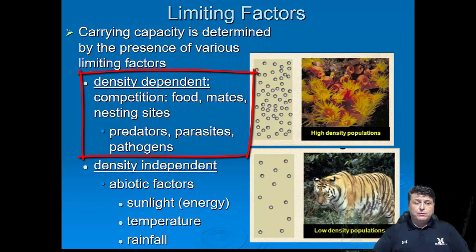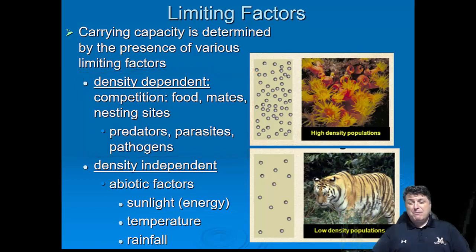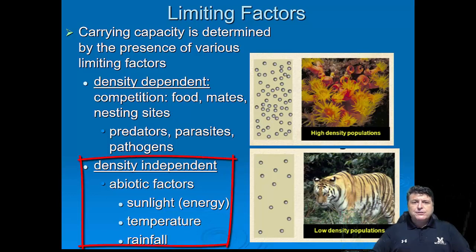Other density-dependent factors will include things like predators and parasites. Parasites are going to be a lot more troublesome if we're more densely populated because they're going to spread so much easier, just like a pathogen. Now, density-independent factors are those things that will affect a population regardless of the size or density of that population. A lot of these are going to be those typical abiotic factors, like the amount of sunlight availability or temperature, which is going to affect populations whether they are of high density or low density.